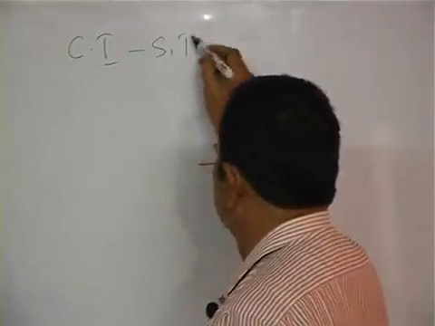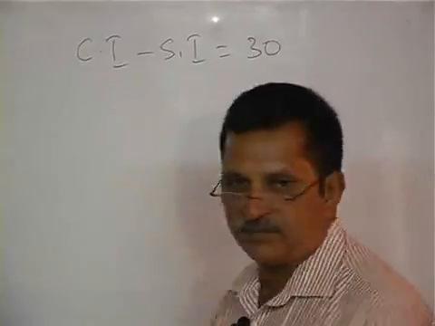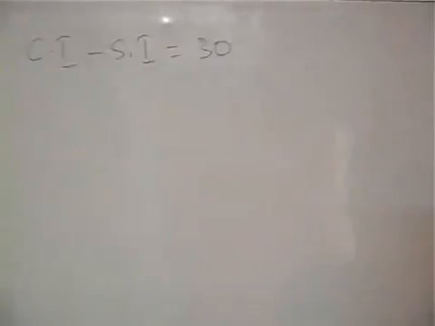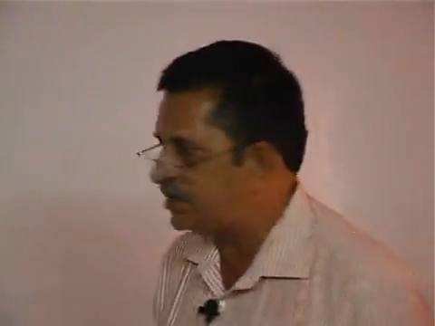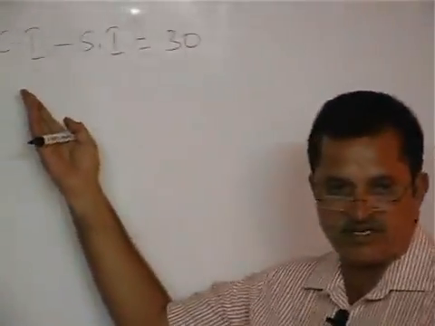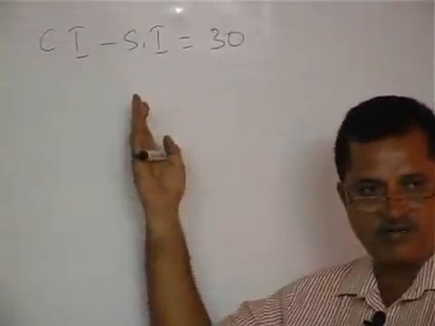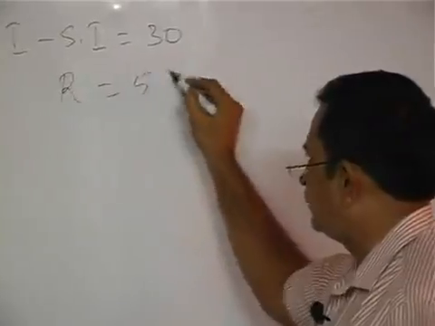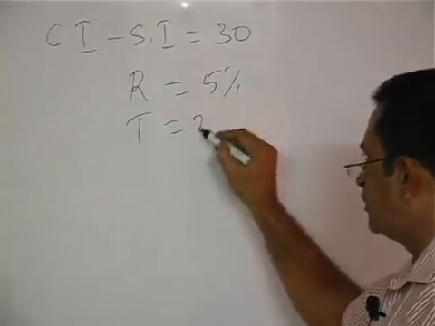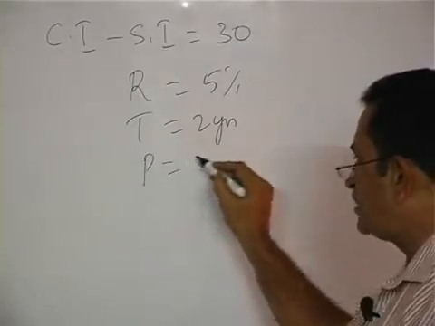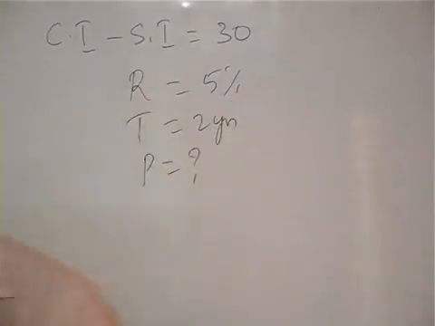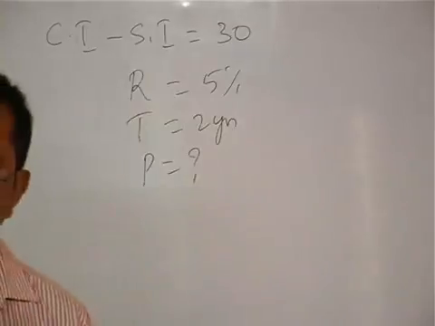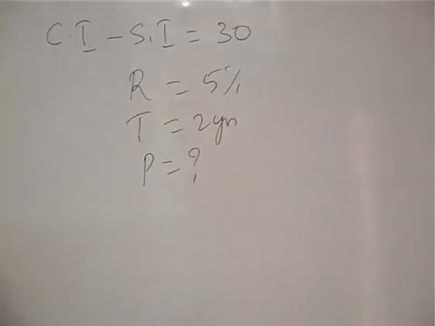Compound interest minus simple interest is 30 rupees. The difference between simple interest and compound interest is 30 rupees means usually compound interest will be more, is it not? Definitely. That is the reason I wrote compound interest minus simple interest as 30 rupees, at the rate of 5% for 2 years. Find the sum means you will have to find the principal. How do you find? See here, we don't know anything.